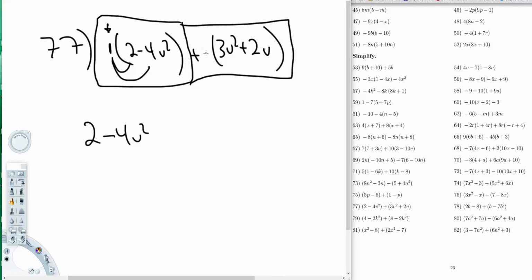Here, when there's a plus sign and no number, we assume it's a positive 1, which is the same thing as here. So we're just going to write down whatever is in the brackets. Plus 3v squared plus 2v. And now we combine like terms.